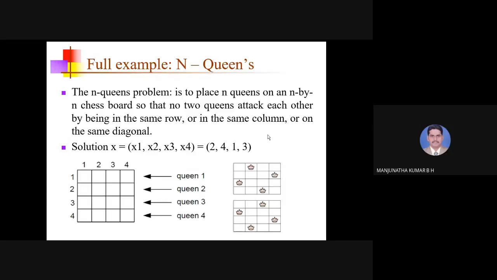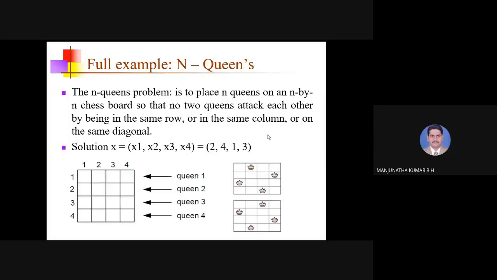Here, one assumption we made to solve this problem is that rows are dedicated to queens. It means the first row is given for the first queen only, the second row for the second queen, the third row for the third queen, and the fourth row for the fourth queen. So by assigning the rows to the queens, one condition is satisfied. What is that condition? Two queens should not attack in the same row.